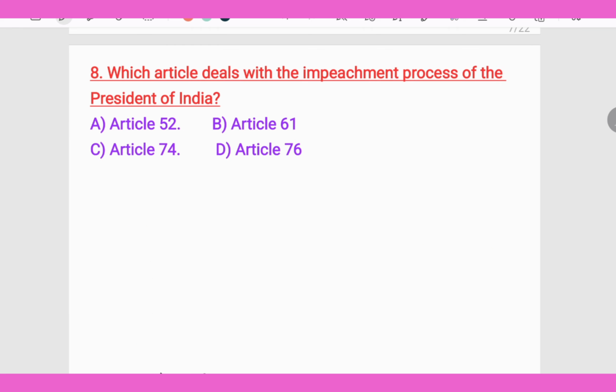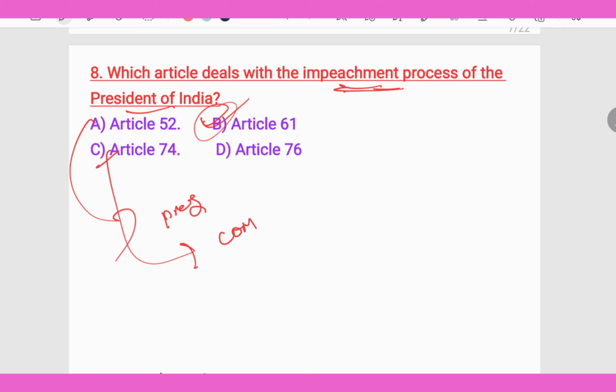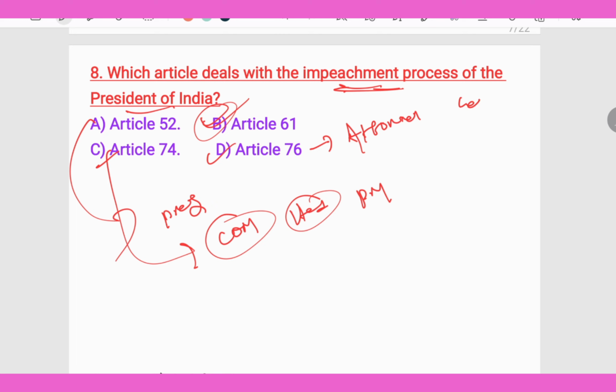Okay. So next question is, which article deals with the impeachment process of the president? Impeachment, article 61. Article 52 says that there shall be a president of India. 74 says about the council of ministers, which is headed by the prime minister. 76 says about the Attorney General of India. Who is the highest law officer in India? The Attorney General.